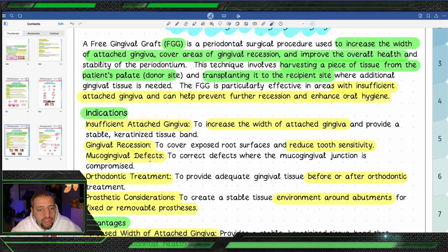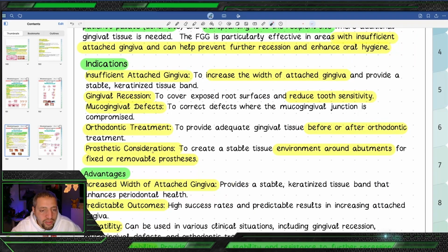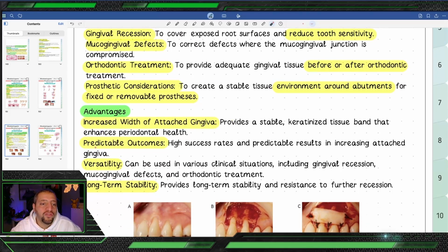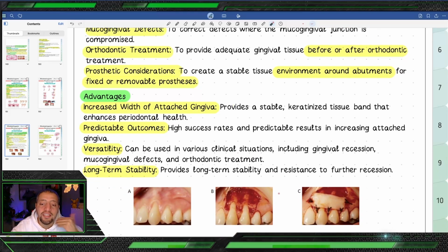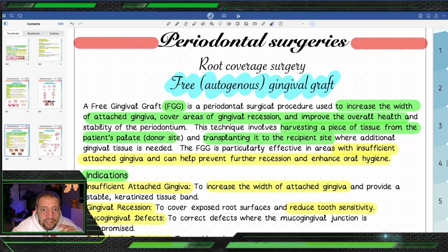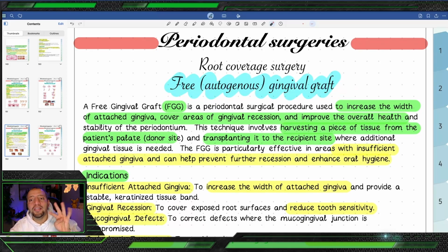Other indications: gingival recession, mucogingival defect, orthodontic treatment, and prosthetic consideration, improving the environment around abutments for fixed or removable procedures. Advantages: we are going to increase the width of attached gingiva, predictable outcome, and versatility, because it can be used in various clinical situations. The downside of this technique is aesthetics. But in this area, you can cover more than one tooth. You have recession over 2 teeth, you can do it. The previous one is indicated for 1 tooth, maximum 2 teeth. But this one, in the textbook, they said free gingival autogenous graft can be done over 4 teeth.